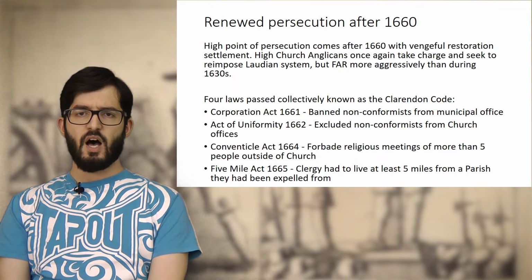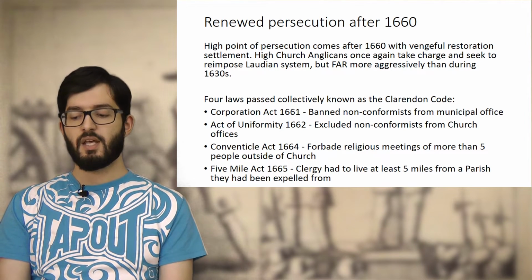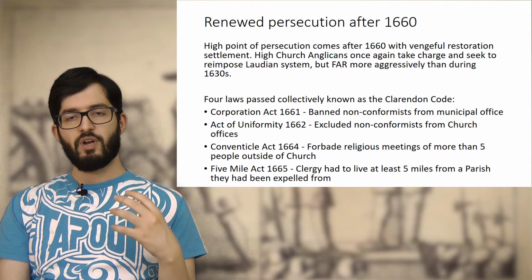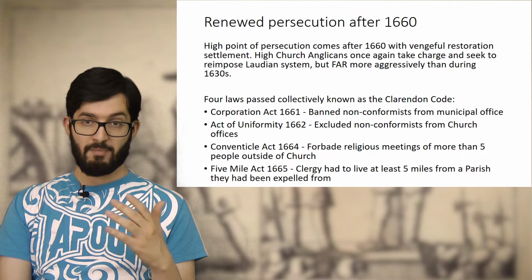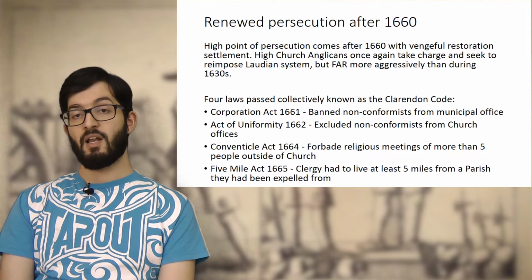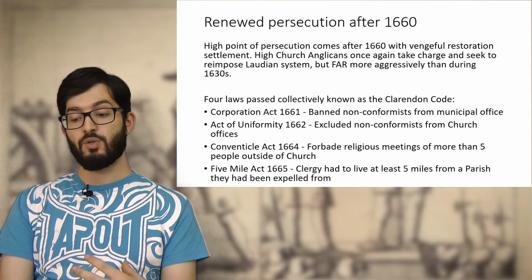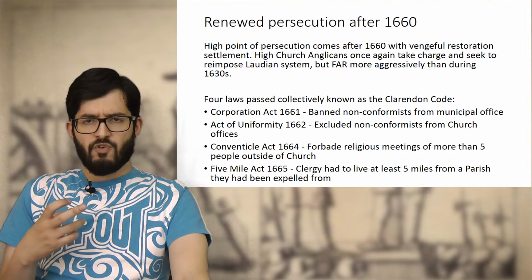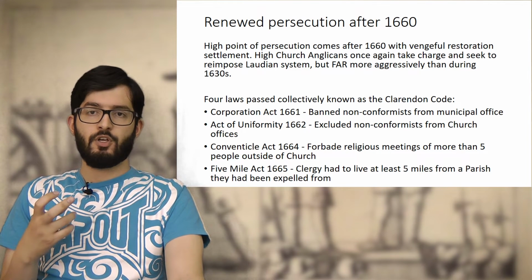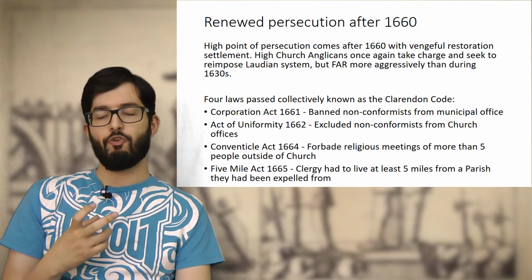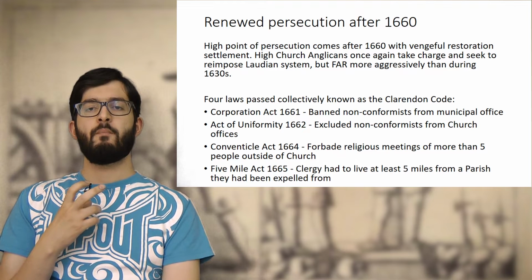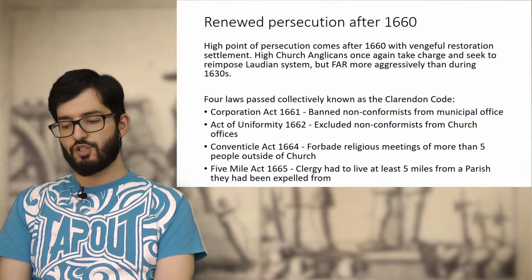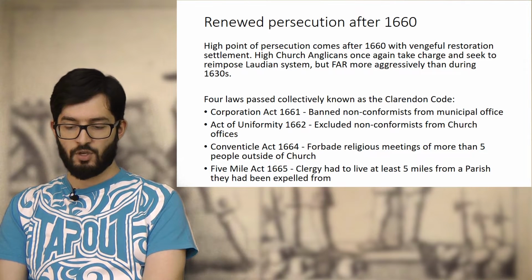And that's because the High Church Anglicans, or sort of Arminians, once again take charge of the church, and they seek to reimpose the Laudian system that had basically been imposed in the 30s. But unlike Laud, they seek to impose it far more aggressively than before. And so this is often referred to as the Clarendon Code. The Clarendon Code is basically a group of 4 laws that are designed to impose religious uniformity within the church, and they're collectively referred to as the Clarendon Code.